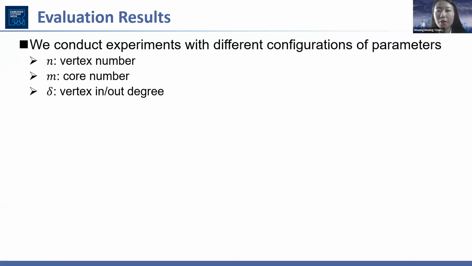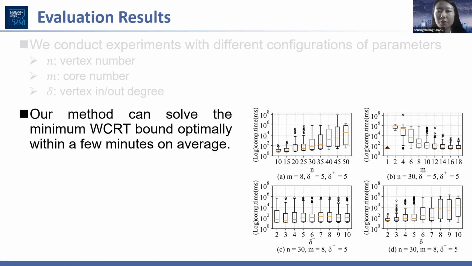Next, we will introduce our evaluation results. We conduct the experiment with different configurations of the parameters. Here, N is the vertex number, M is the curve number, and delta is the vertex in or out degree. The evaluation result shows our method can solve the minimum WCRT bound optimally within a few minutes on average.